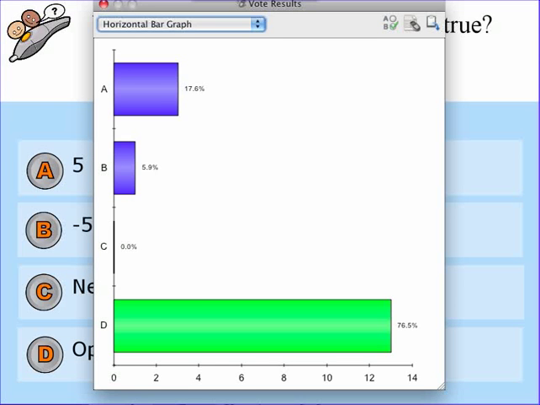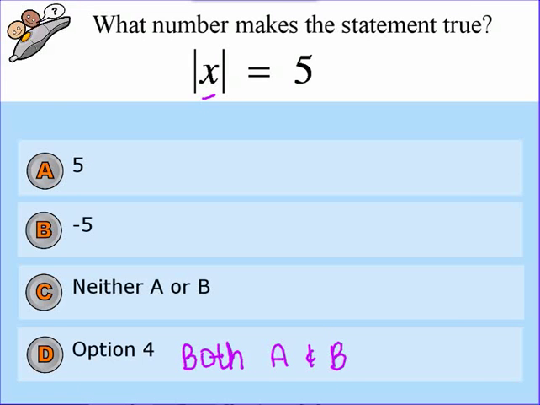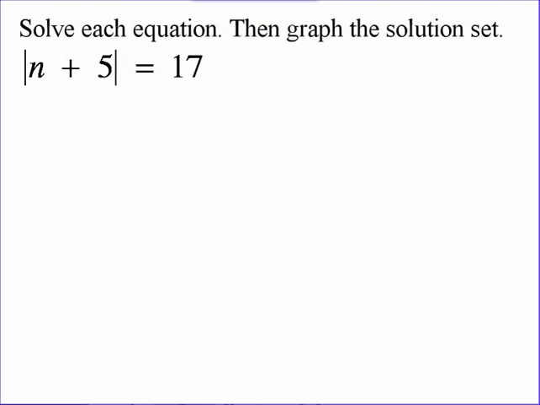Okay, so let's see, and it's option D. Now, if I plug the number 5 in here, the absolute value of 5 is 5. If I plug negative 5 in here, the absolute value of negative 5 is 5. So that statement is true. If you think about that, absolute value actually has 2 possibilities. And so now we're going to get into solving equations with absolute value.